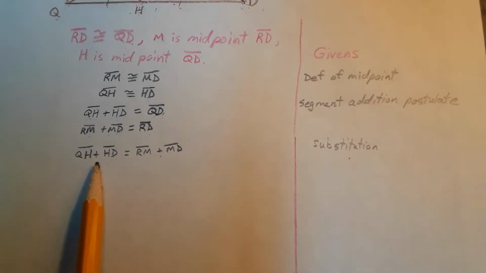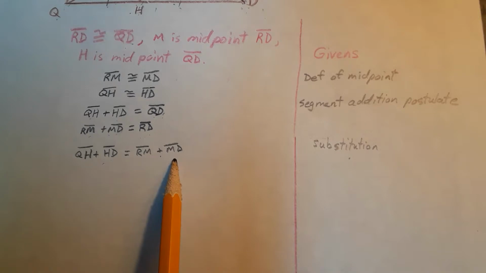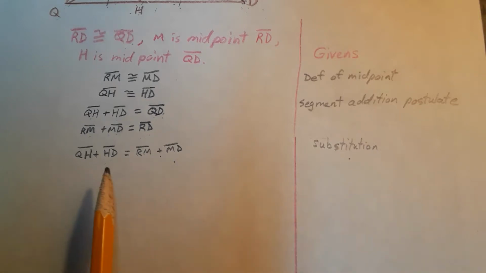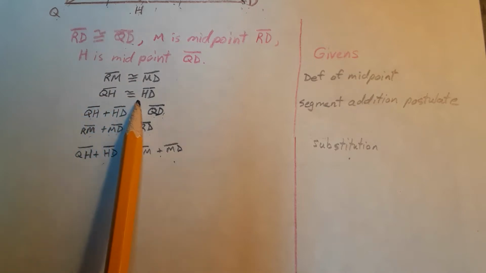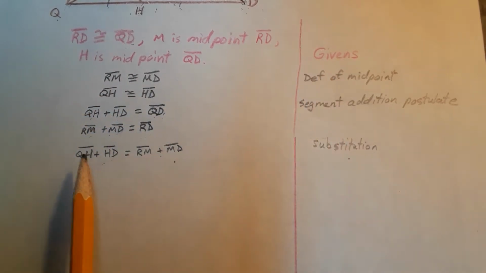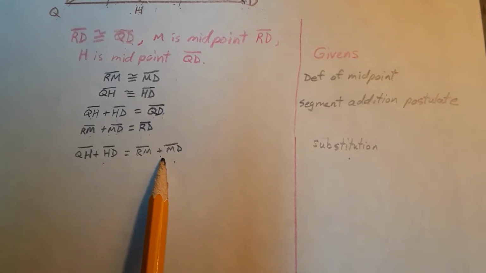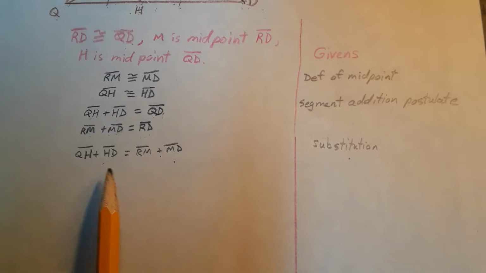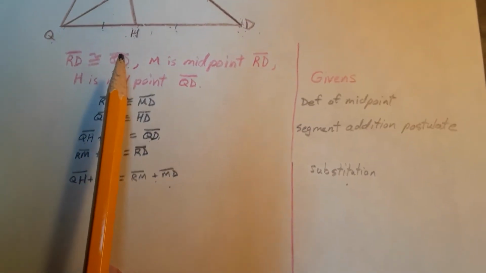If these two segments added together equal these two segments, we're going to do another substitution, and we're going to do it selectively using these ideas that we've already established through the definition of the midpoint to do a new substitution in here.